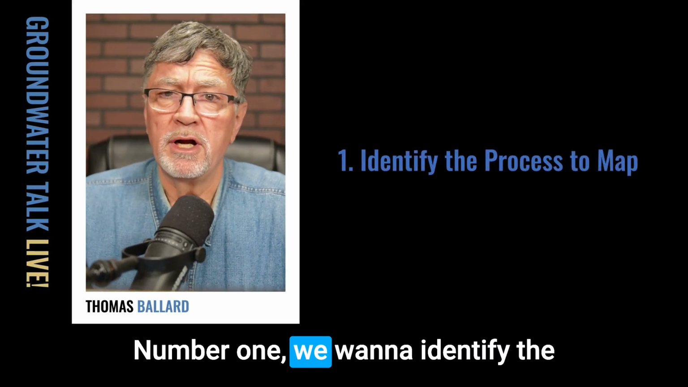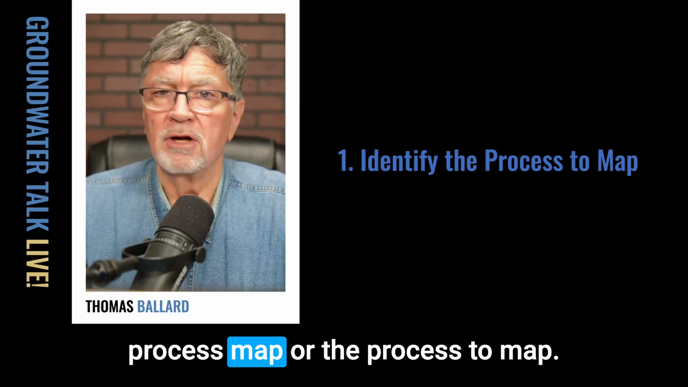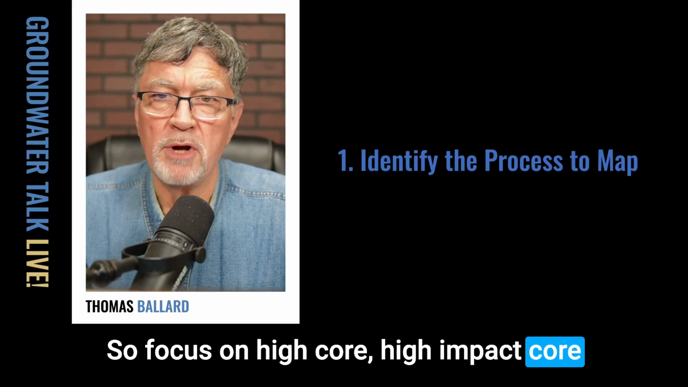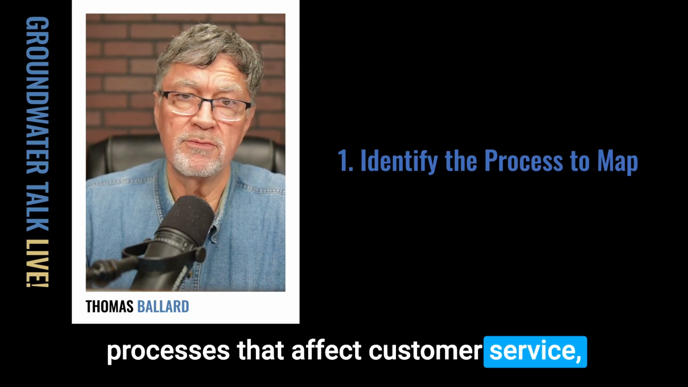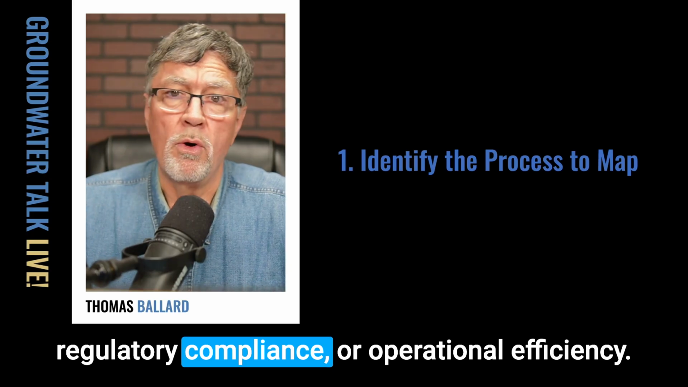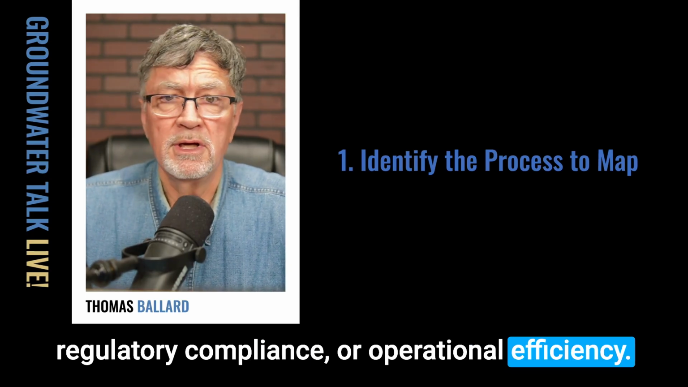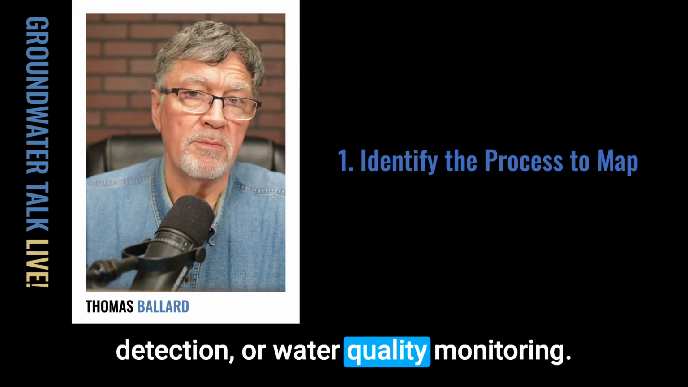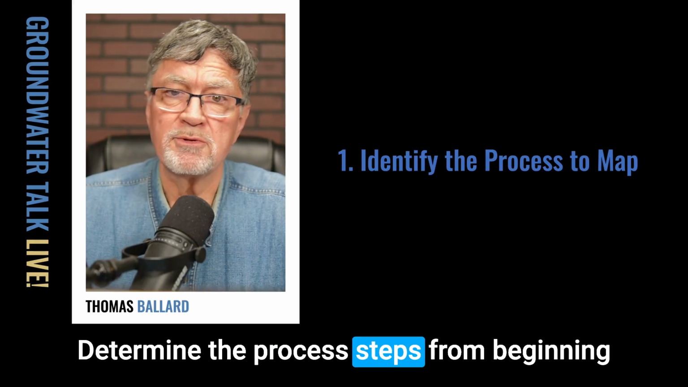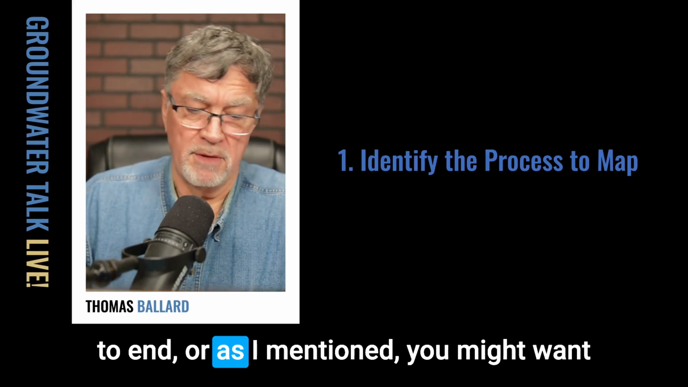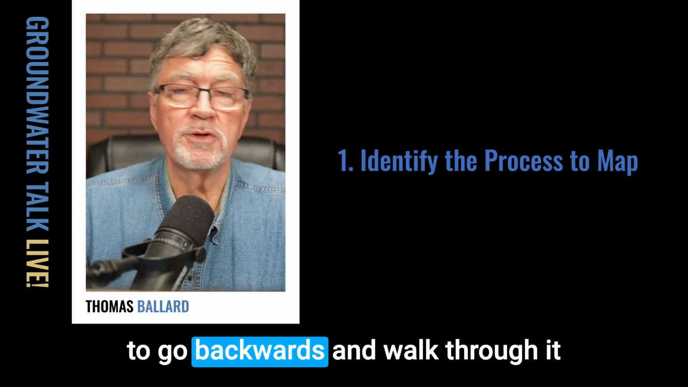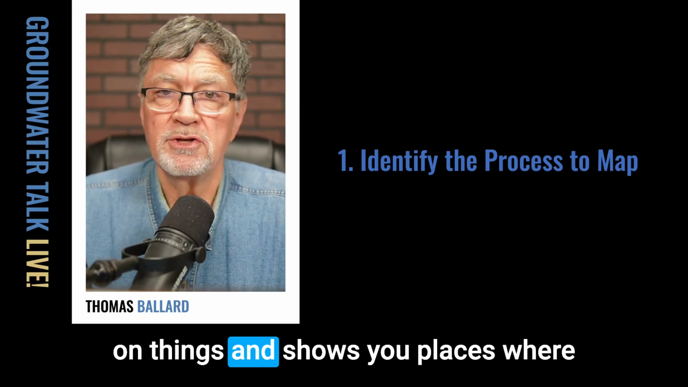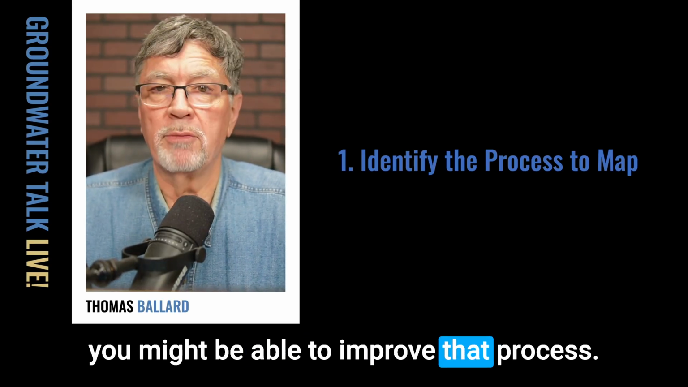Number one, we want to identify the process to map. So focus on high impact core processes that affect customer service, regulatory compliance, or operational efficiency. Consider processes like billing, leak detection, or water quality monitoring. Determine the process steps from beginning to end, or as I mentioned, you might want to go backwards and walk through it backwards, and that gives you a fresh light on things and shows you places where you might be able to improve that process.